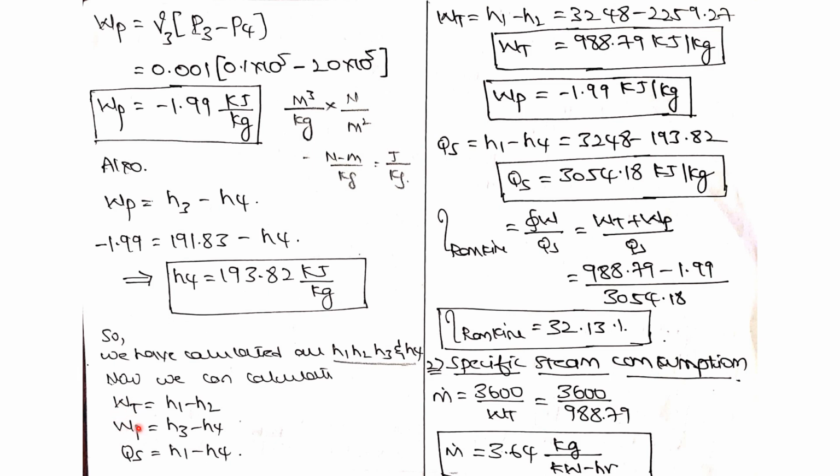Now, how do you calculate your specific steam consumption? It's just simple. It is 3600 divided by WT, which I think is given in your notes also. In some of the videos, just refer to it. Whatever value of WT you get, just substitute it. The answer will be in kg per kilowatt hour, because you have this conversion factor of 3600. The calculated value of specific steam consumption is 3.64 kg per kilowatt hour.